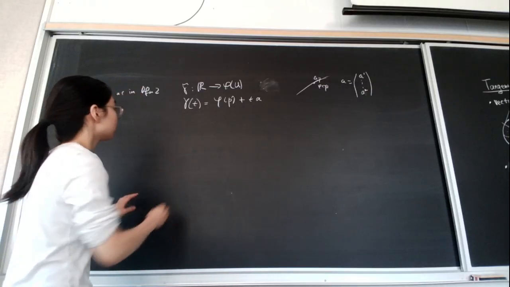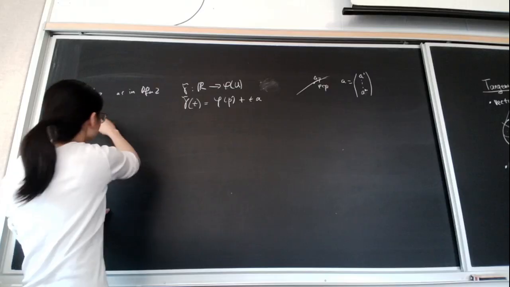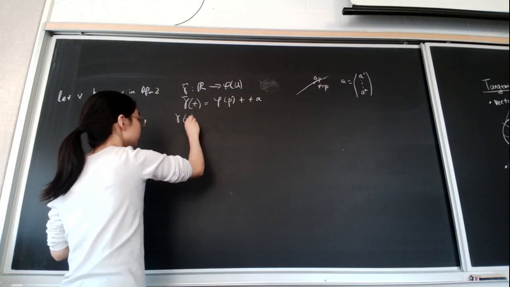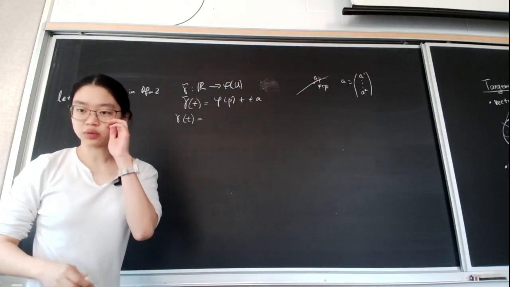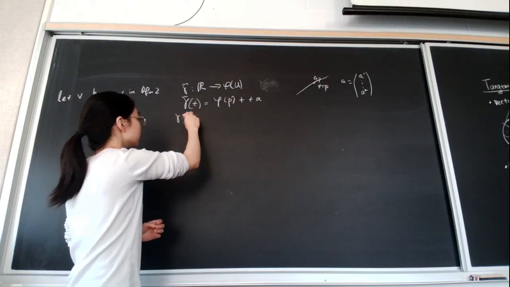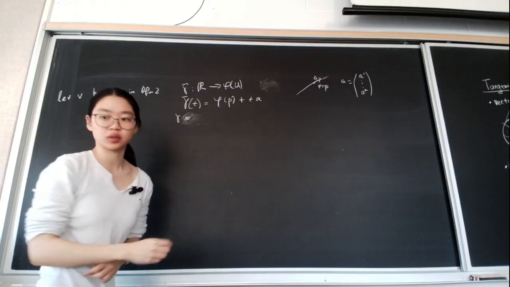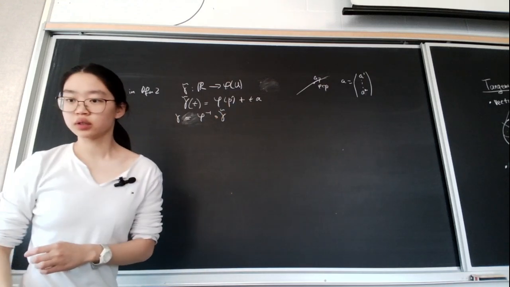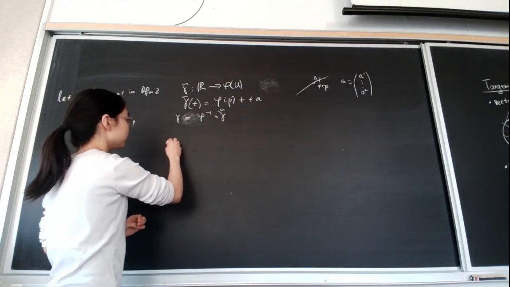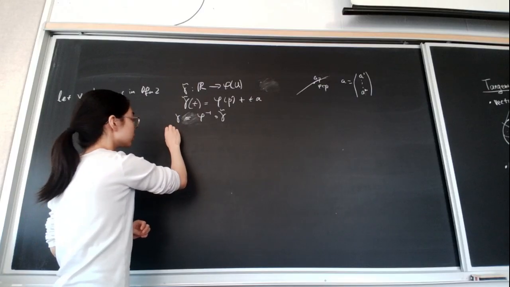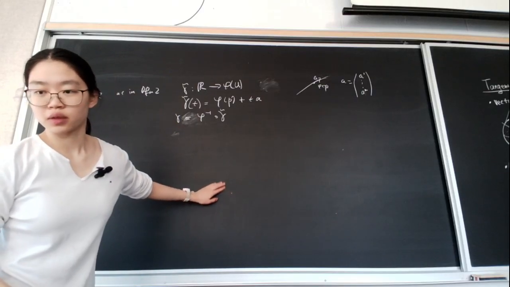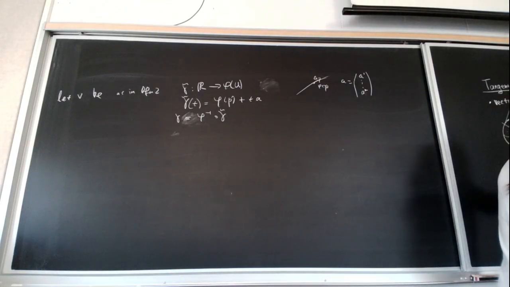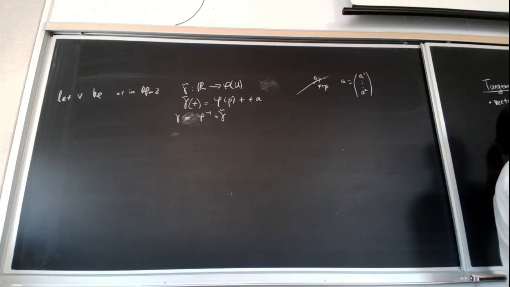Sorry, this is gamma tilde. And now we define gamma of T to be equal to phi inverse composed with gamma tilde. So basically, what we want to show is that it's the directional derivative.